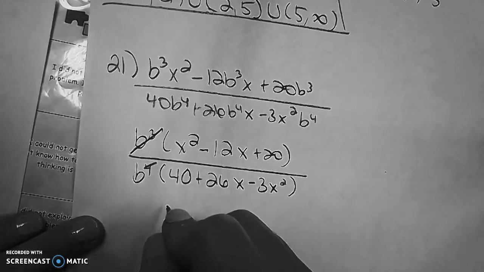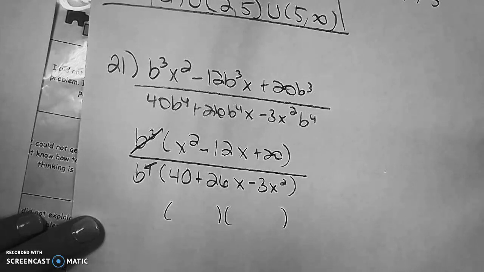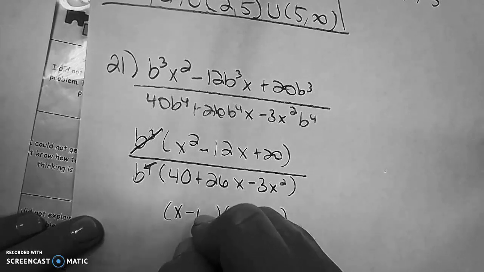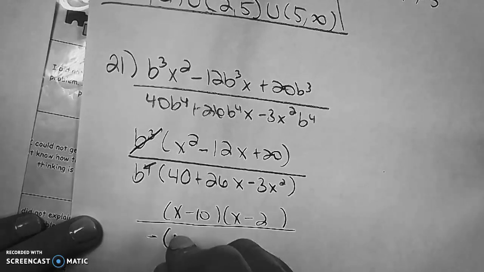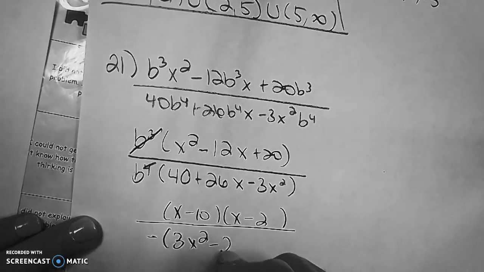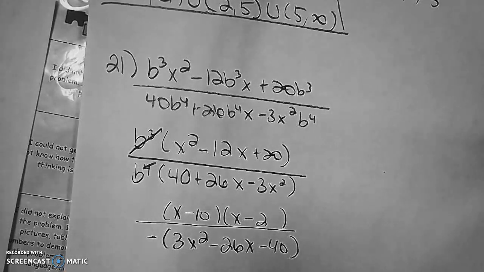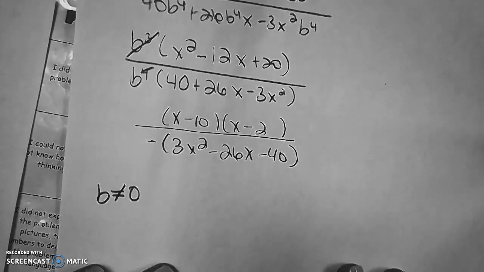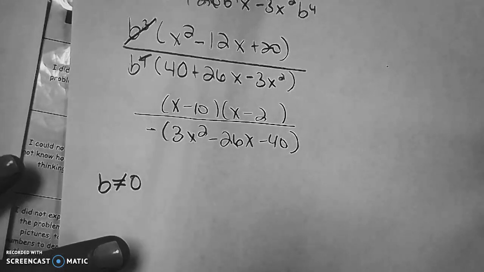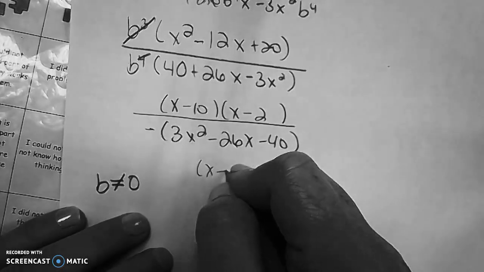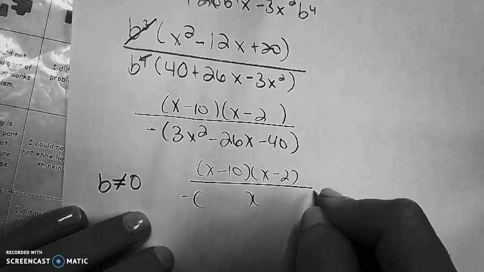From here, I see that my numerator will factor. So factors of 20: x minus 10 and x minus 2. In the denominator, I'm going to factor out a negative and then rearrange things to be in an order that is more easily factorable. And really, the only factors I care about are: is x minus 10 going to be a factor, or is x minus 2 going to be a factor? So I need to factor this denominator and see if anything cancels.